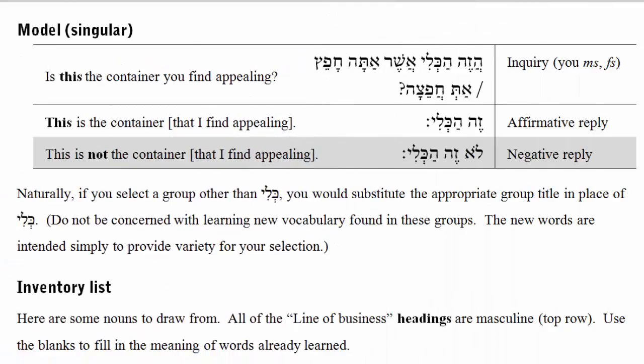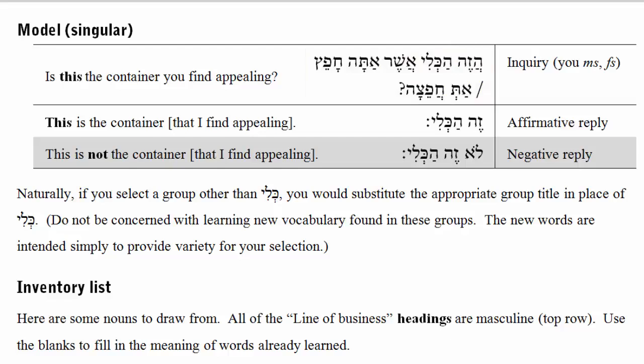After your customer has mentally made a selection from among the various items in your particular business line, then you as the merchant will point to one of them on the list and inquire, Hazeh hakali asher ata chafetz? If you're addressing a female customer, then you would say, Hazeh hakali asher at chafetza?